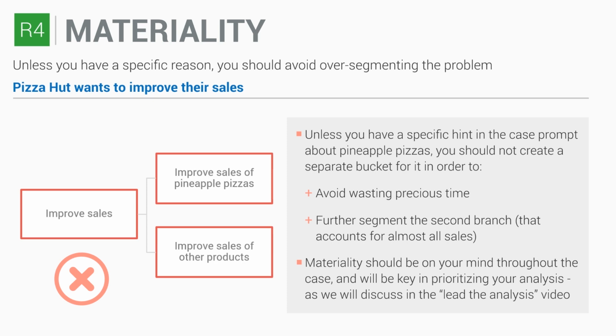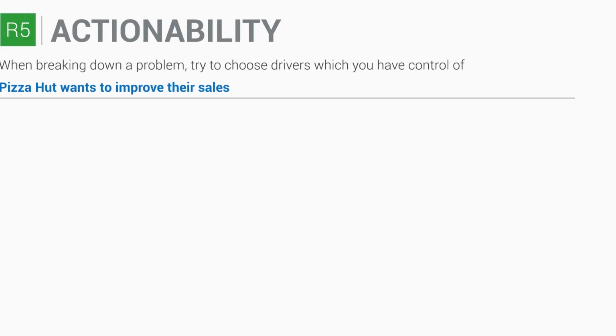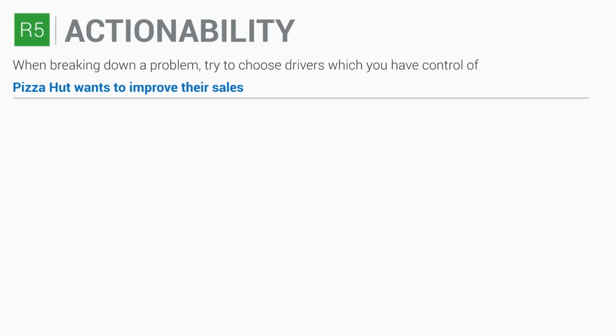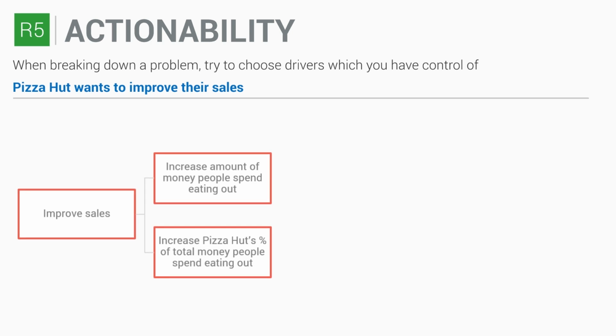and will also be key in prioritizing your analysis, as we will discuss in the Lead the Analysis video. The final requirement of our structure that we need to keep in mind is actionability. In short, this means that when breaking down a problem, you should try to choose drivers which you have control of. In the pizza case, one could hypothetically break the improved sales parameters into increase amount of money people spend eating out and increase Pizza Hut's percentage share of the total money people spend eating out.